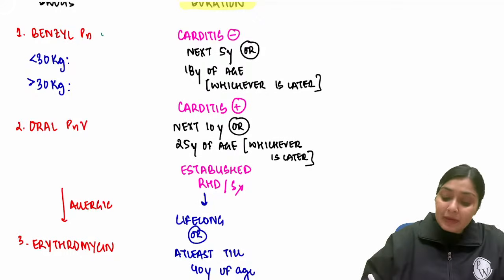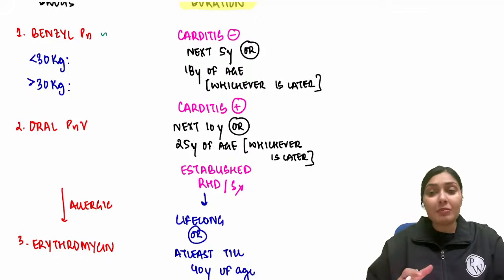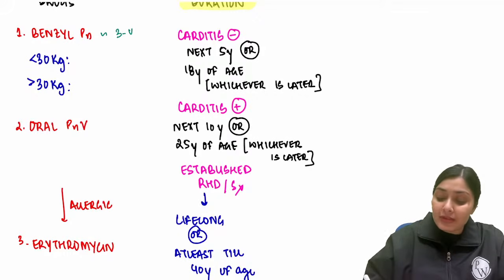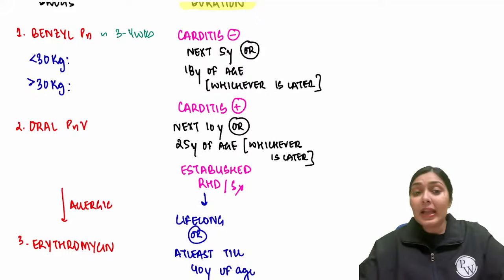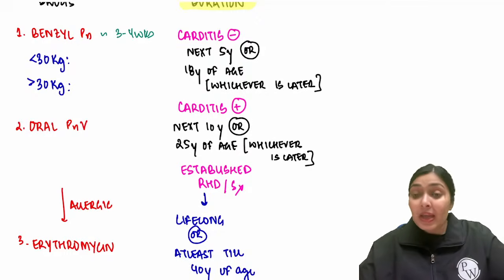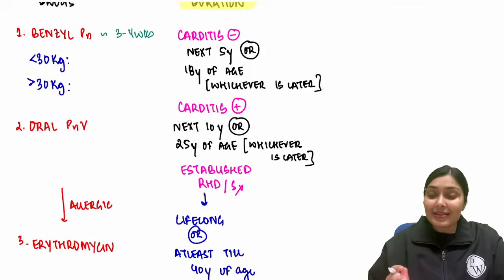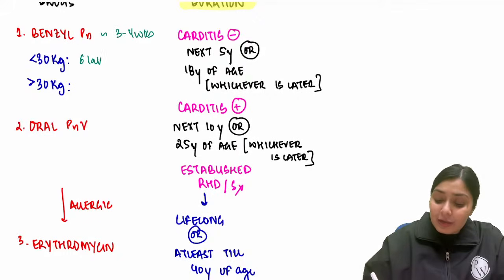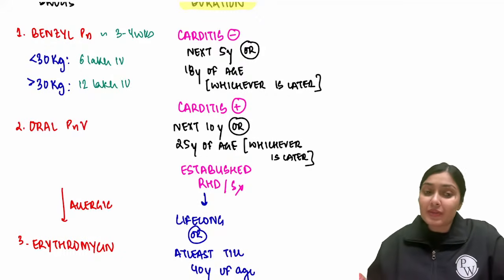This benzathine penicillin, the child has to come now every month, that is every 3 to 4 weeks. The child has to come to my hospital and get this injection. If the child's weight is less than 30 kg, I will give 6 lakh IU. If above that, I will give 12 lakh IU. Every month the child has to get this injection.